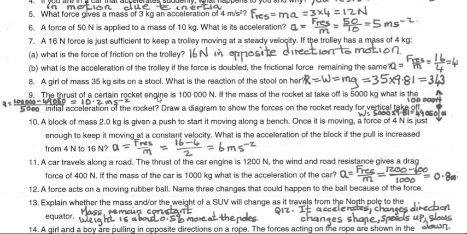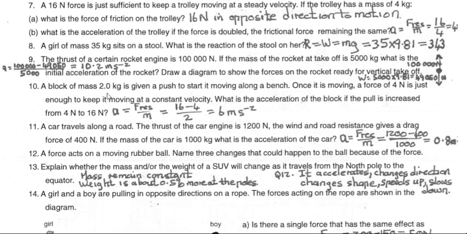9. Thrust of a certain rocket engine is 100,000 newtons. If the mass of the rocket at takeoff is 5,000 kg, what is the initial acceleration of the rocket? So the acceleration is the resultant force, so it's 100,000 upwards and 49,050 downwards, because we work out the weight here. The weight is the mass times the gravity, so that's the weight of the rocket. So the thrust minus the weight, this is the resultant force here, divided by the mass gives 10.2 meters per second squared.